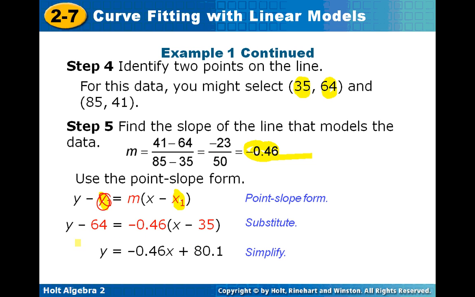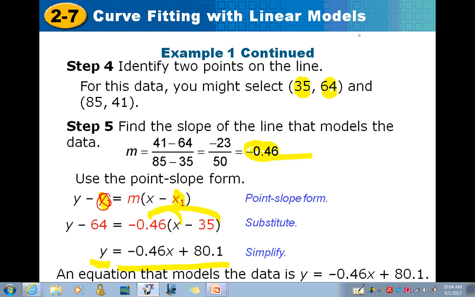Alright, we want to simplify it so that the y is by itself, so we have to distribute and add the opposite. And this is what we end up with. This is the equation of the line of best fit.